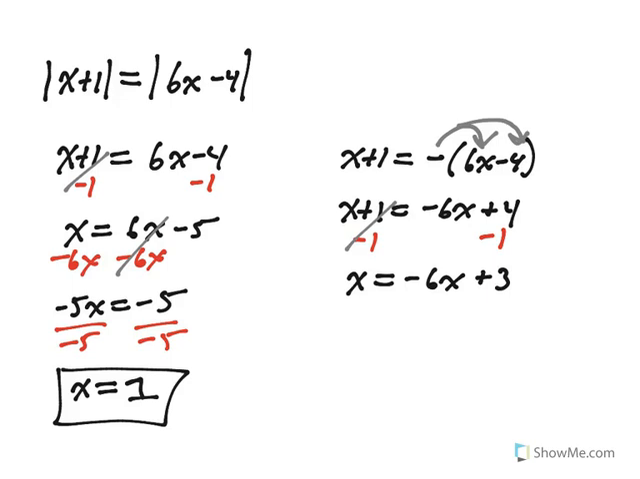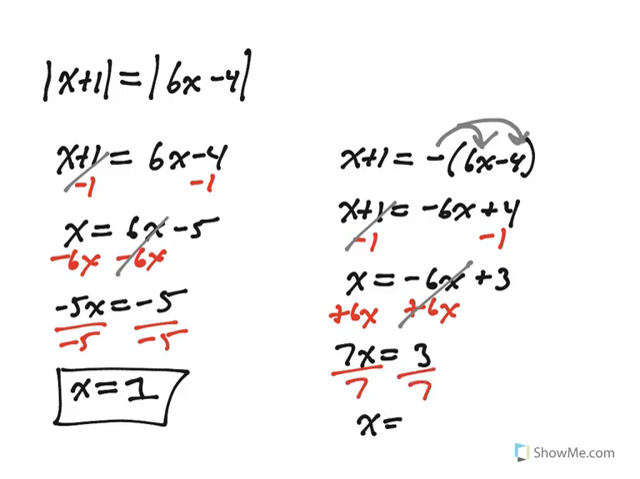All right, and then I'm going to add 6x to both sides. And then that's going to give me 7x equals, again, these cancel. And you're just left with 3. Then we divide both sides by 7. And we get x equals 3 over 7.